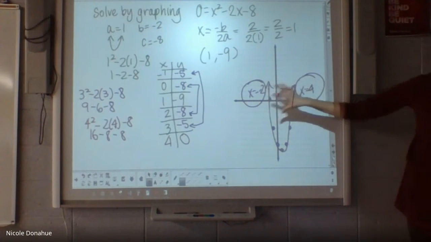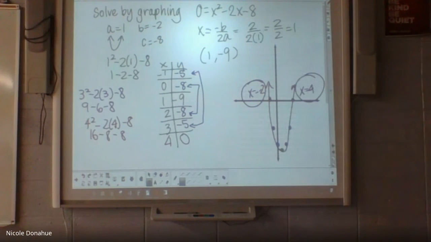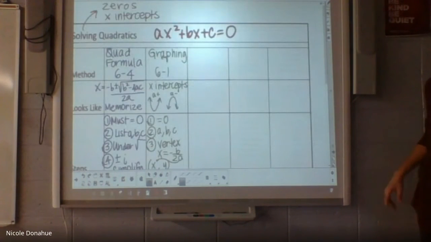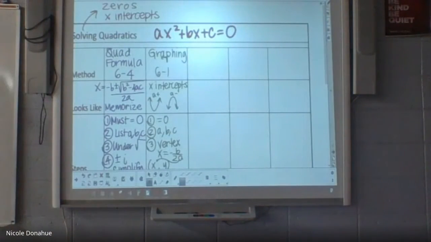All right, so our two solutions are the two x-intercepts, okay? Yes. All right. So flipping back to the front side. You need me to flip back?